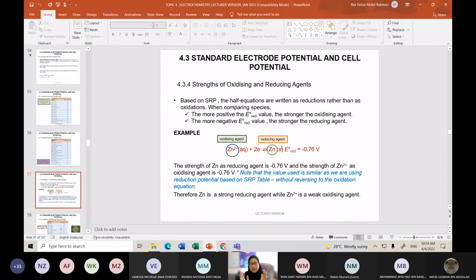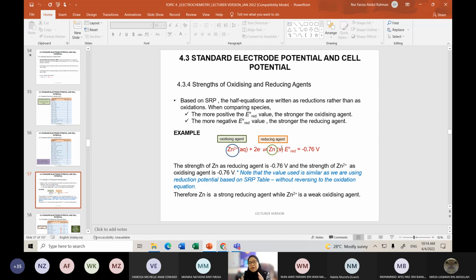You have to refer to the type of species given to you. So if you're given zinc 2 plus, it's actually the oxidizing agent because zinc 2 plus can only undergo reduction. But zinc atom can only undergo oxidation. They buang electron, they become zinc 2 plus.